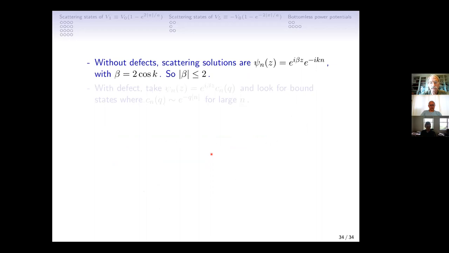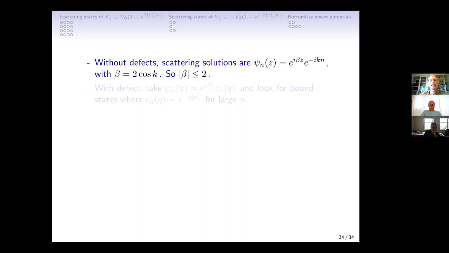And if you didn't have those defects, if you didn't have that delta and iG in it, then the solutions of those equations are easy. They're just psi_n equals e^(iβz), so βz in the z direction, and then e^(-ikn) in the transverse direction. And β is given by 2 cos k. So mod β is less than or equal to 2. That is the range of the scattering solutions.